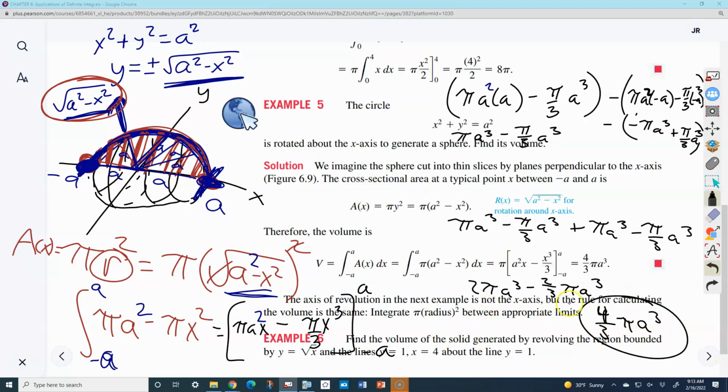And this would give us an expression for the volume of a sphere created by revolving the circle x squared plus y squared equals a squared 360 degrees. 4/3 pi a cubed. And actually, the volume of a sphere in general is equal to 4/3 pi r cubed. That is the formula for the volume of a sphere. And that's exactly what we got.